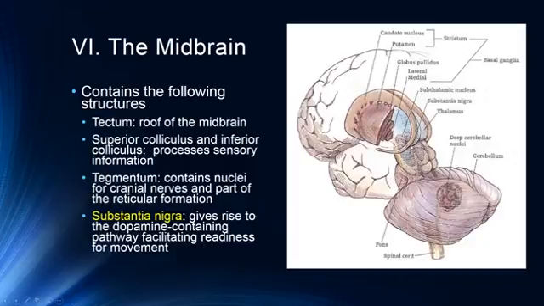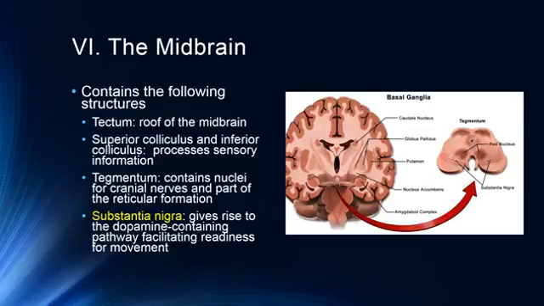The substantia nigra is particularly important as it is part of the motor system, so this gives rise to the dopamine-containing pathway that facilitates readiness for movement. And in fact, the substantia nigra is substantially degraded in individuals with Parkinson's disease. In fact, Parkinson's disease is primarily a disease of the dopamine-containing neurons in the substantia nigra. So it will play an important role in our understanding of movement, and we'll talk a great deal more about that later in the semester.